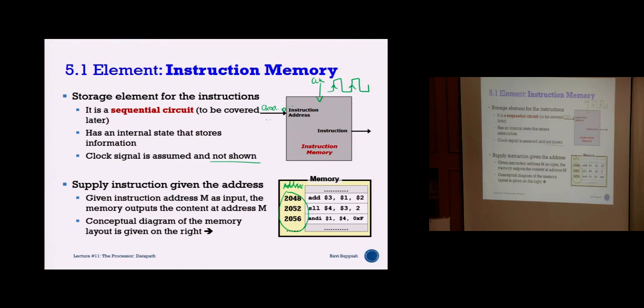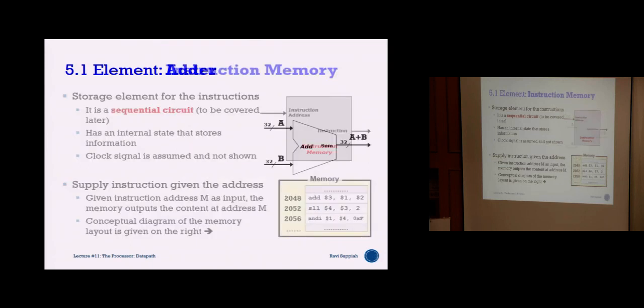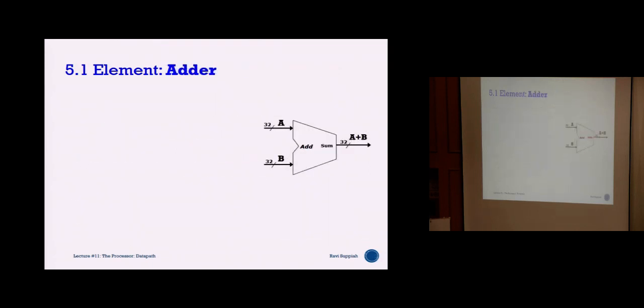Okay, and in each address, there is one instruction which occupies 4 bytes. It's 4 bytes. That's why you can see that here to here is all 4 byte, 4 byte. Okay, now we talk about the adder just now.